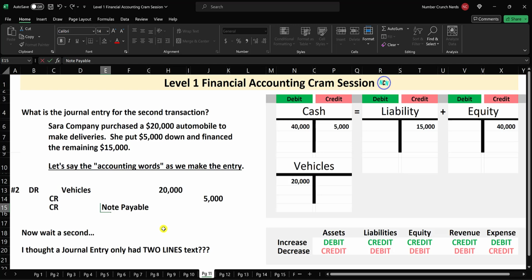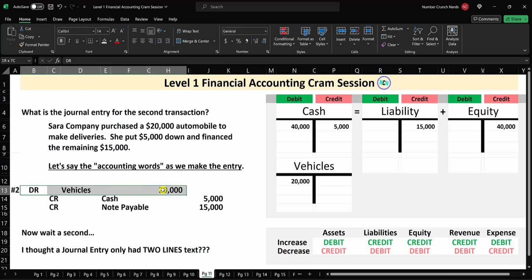payable. Note payable. You could put loan. You could put auto loan. You could put vehicle loan. You can put any words here that are representative of whatever the transaction is. Note payable is a very common one in an accounting class. So I'm just going to put that. The amount was $15,000. Credit note payable.